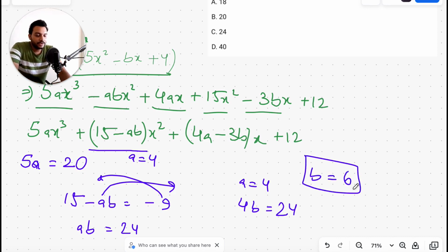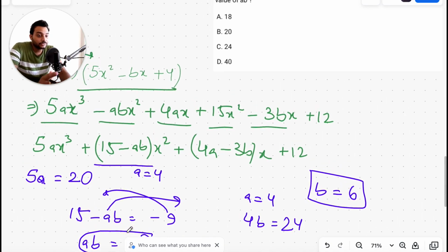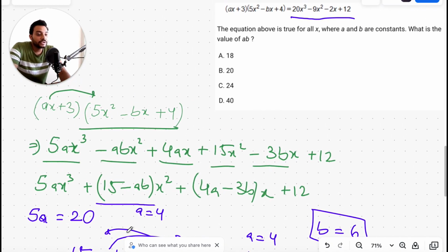So a times b, so it just slipped my mind. We were asked just ab. ab's value is already there. It's 24. So that also tells us that instead of using the x coefficient, it's lucky that I used the x squared coefficient, but we must use the x squared coefficient because that's going to give the answer directly. They're asking the value of ab. ab is present right here. So be very careful about this.